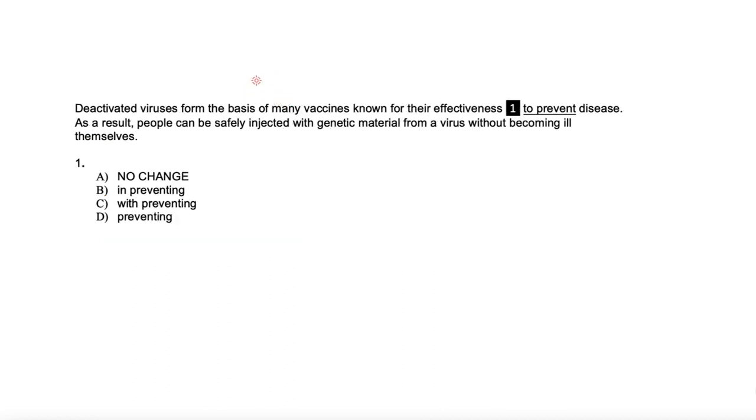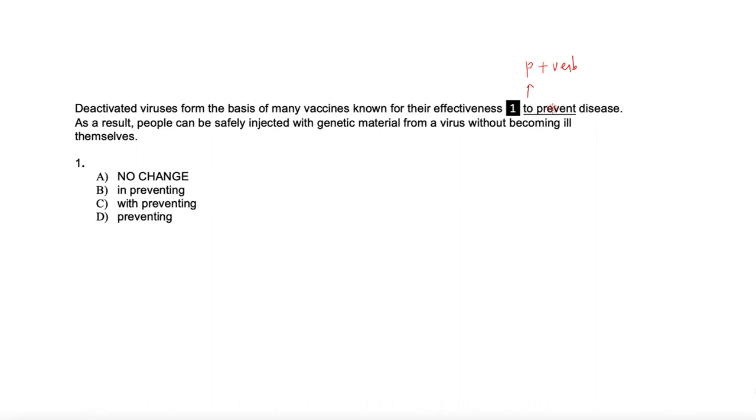Another example: deactivated viruses form the basis of many vaccines known for their effectiveness to prevent disease. As a result, people can be safely injected with genetic material from a virus without becoming ill themselves. To prevent: this is a preposition plus a verb. This is an infinitive form.